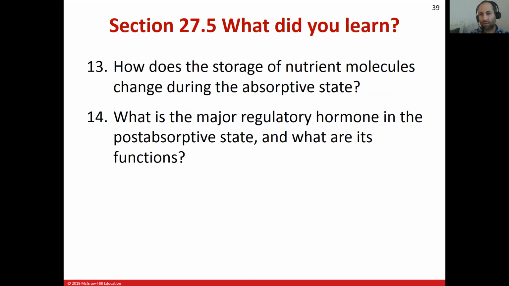So how does the storage of nutrient molecules change during the absorptive state? Well, it is called the absorptive state because you're absorbing all of the nutrients from your gut into your bloodstream. What is the major regulatory hormone in the post-absorptive state? Insulin. Its functions: insulin causes glycogenesis, insulin causes protein synthesis, and insulin causes lipogenesis, okay?